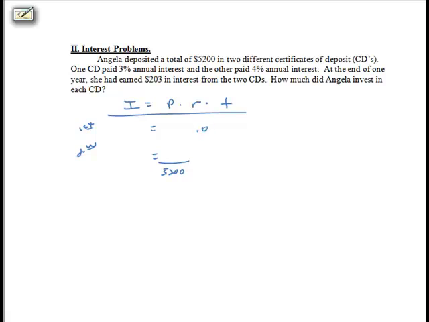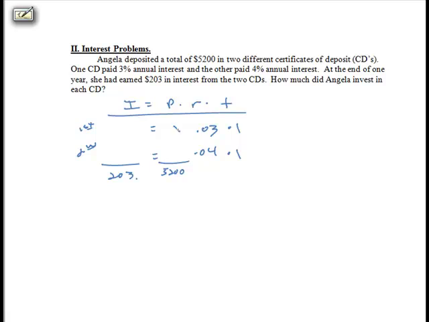We have the 2 rates. One is 3%, the other one 4%, so change those to a decimal. We know the investment was only 1 year, and the total amount earned at the end of 1 year, $203. So this is just the information given to us in the problem. We just have to go back and fill in the blanks.